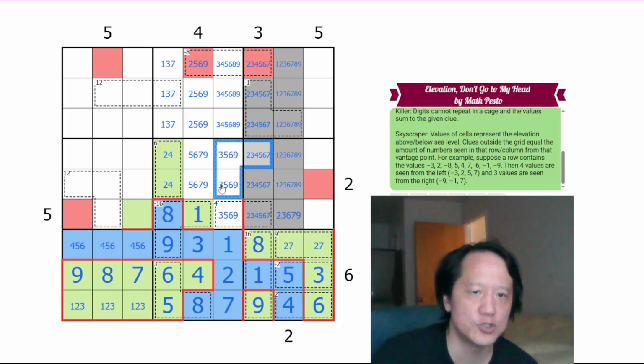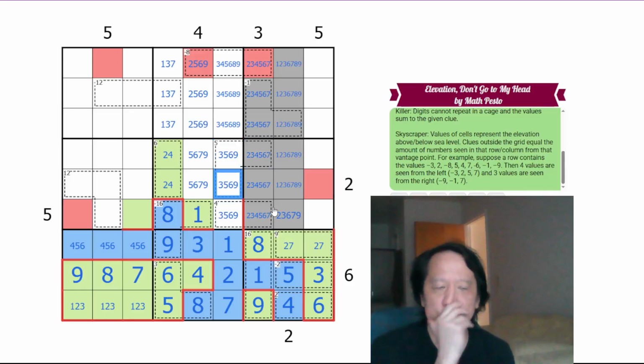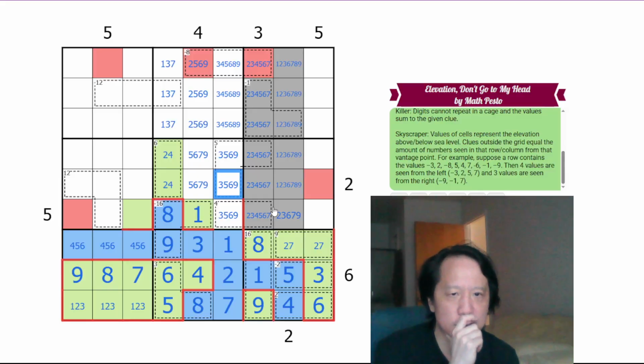So it has to be 2 greens and a blue here. So 2 digits adding up with a digit subtracting out. You could have 3, 9, 12 minus 7. That does work. 5, 6 minus... Oh, it can't be 6.